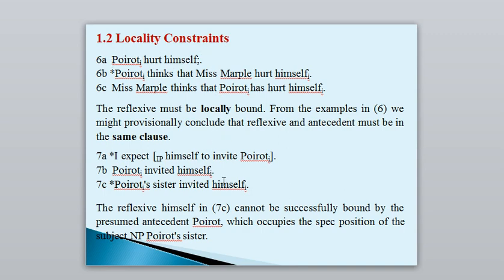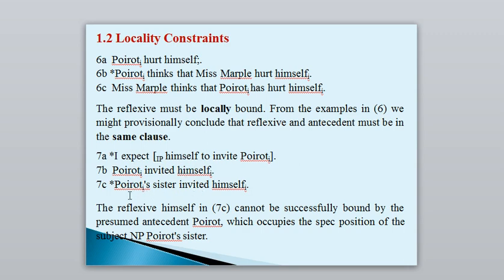Again, look at these examples. I expect himself to invite Poirot. This is ungrammatical because the place of the antecedent should be before the reflexive, not after it. So this is ungrammatical. Look at the second one. Poirot invited himself. It's okay because himself comes after the Poirot, and it is the antecedent, and there is no problem.